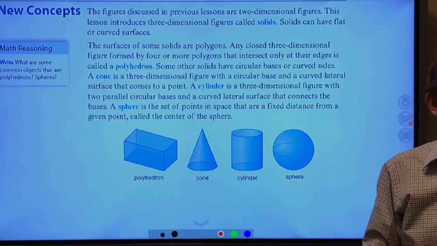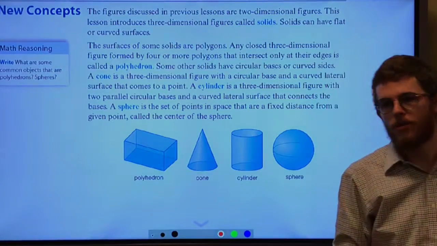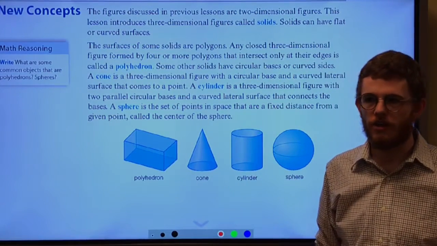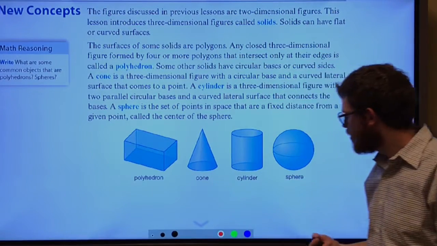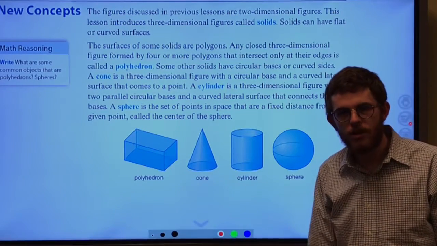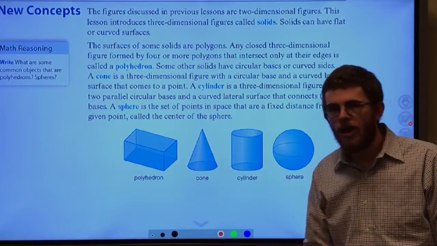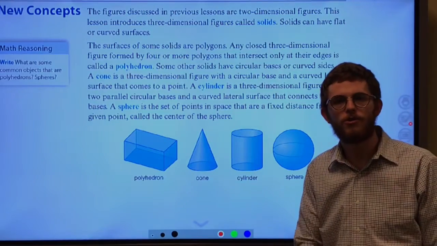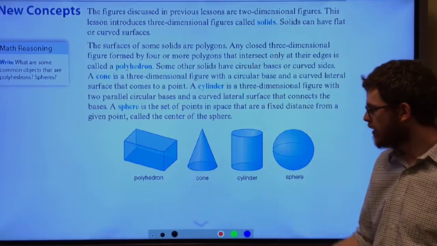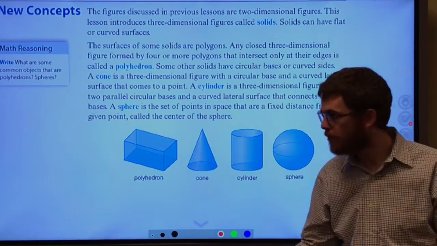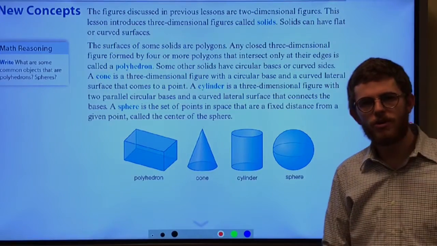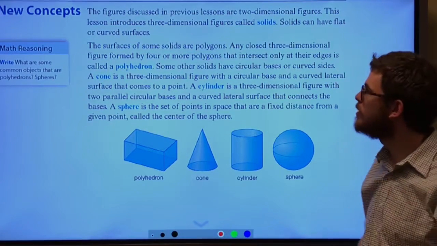All right, we're talking about solids, and three-dimensional shapes are called solids. A solid can be things like a sphere, a cylinder, a cone, a polyhedron, and we all have experiences with these kinds of objects. We know cans look like cylinders. We have ice cream cones.